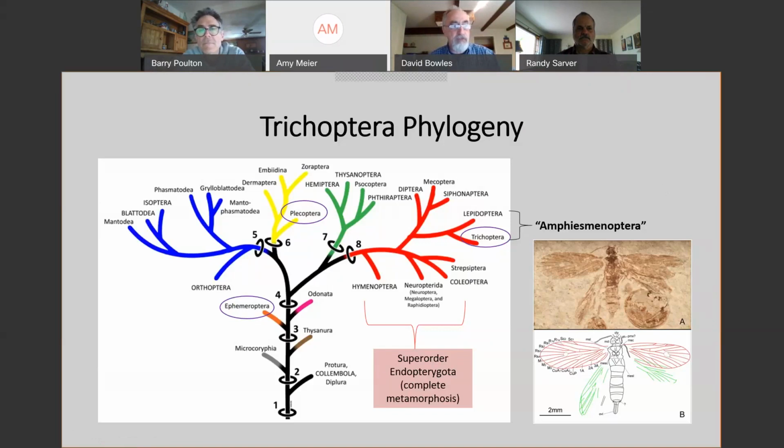If you look at this photograph of a fossilized specimen, it superficially looks moth-like, caddisfly-like, somewhere in between. It's neither one. And you see the placement also on here of the Ephemeroptera and Plecoptera in general. Some may argue this tree, but it's generally about right.